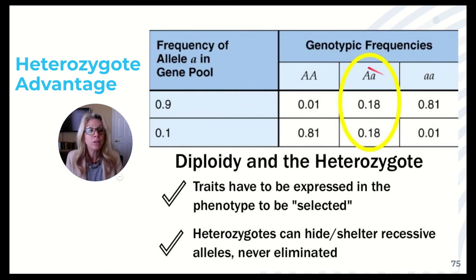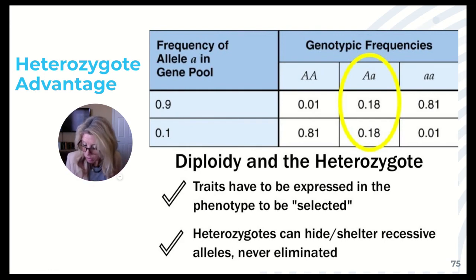right? Q squared. But look at your heterozygotes. 2 times P times Q, right? That would be 2 times 0.9 times 0.1, which is 18% of your population as heterozygotes. If you flip it, and now the Q or little a allele is only 0.1, now the homozygous dominants are going to be 81%. That's a big change, right? But look at the heterozygote, still exactly the same allele frequency. Remember, traits have to be expressed in the phenotype to be selected, and heterozygotes can shelter alleles. And that could also lead to different variations, yes.